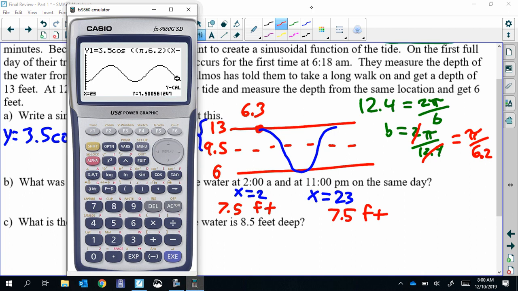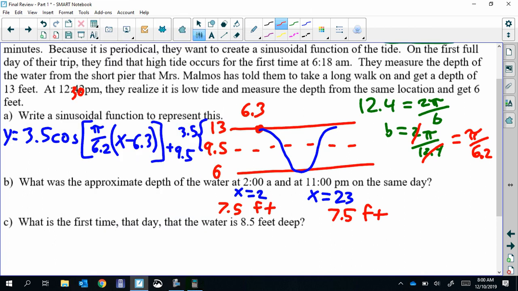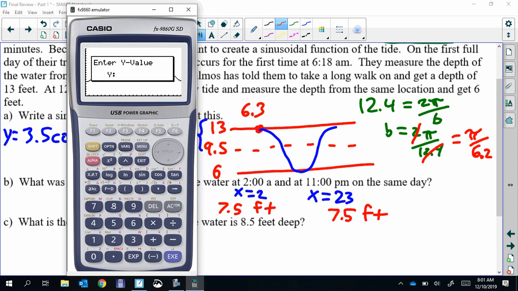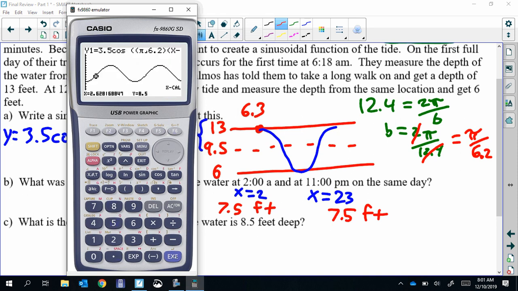Then second part, or part C, says, what's the first time that day that the water's at 8.5 feet deep? So 2 ways to do it. You can draw another horizontal line here at y equals 8.5 and calculate the intersection, or you can do an x calc with the y value of 8.5. And that's the first one. If it said the second time that it's at 8.5, you'd have to scroll over. But the first time is right there at 2.628.